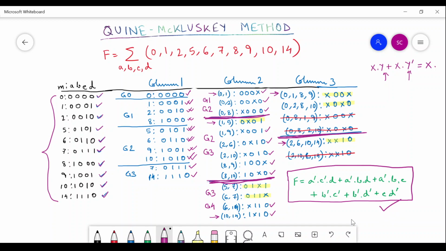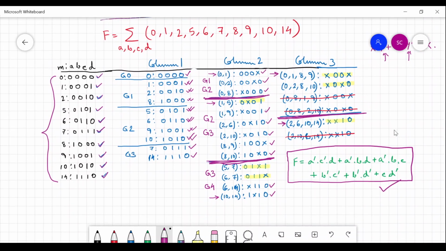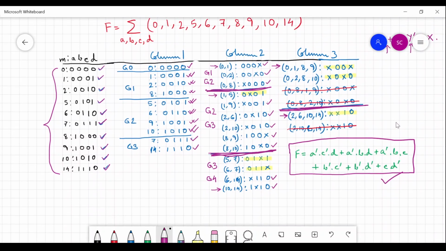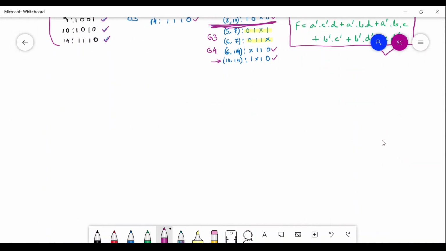I hope you understood this method, what to do, and let us now do an exercise with the Quine-McCluskey method. Let's take a 5 variable example. I am taking an arbitrary one. So let's see what we can do. Suppose it is a summation over A, B, C, D, E, we are taking 5 variables.